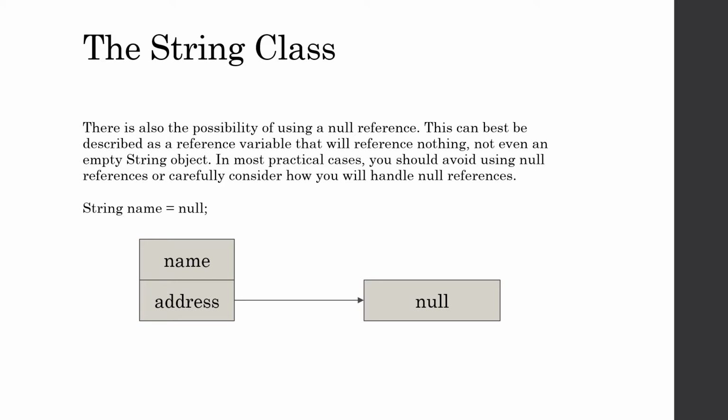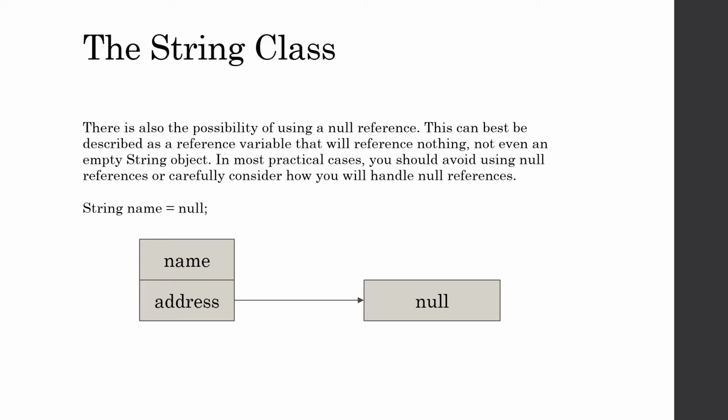In most practical cases, you should avoid using null references, or you should carefully consider how you will handle them. Typically, if you're going to give a string a null reference initially, you want to guarantee that that string will hold some value a little bit later in your code. There are a couple of different ways to address this that we'll talk about later. This will include things like asking the user to assign a value to it, or doing some kind of check to see what value is inside of it.